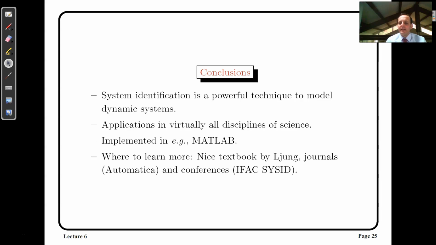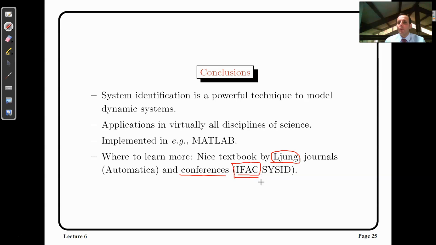And I provided in my references a very nice textbook written by Lennart Ljung. He is a professor who also developed the system identification toolbox, which later, I think it was at the end of the 90s, was included as a commercial toolbox in the software.